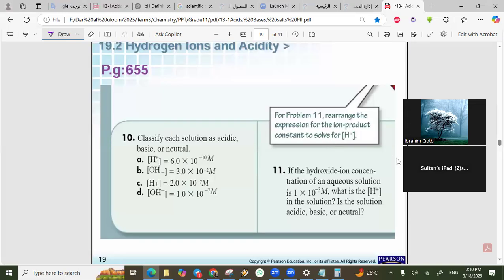In this question, I gave you the hydroxide ion concentration, and I ask you to say whether it is basic or acidic. The answer is very easy. H plus equals 10 to the power negative 11. Why? Because negative 14 minus negative 3 is negative 11. This value is smaller than negative 7, so the solution is what? Basic.